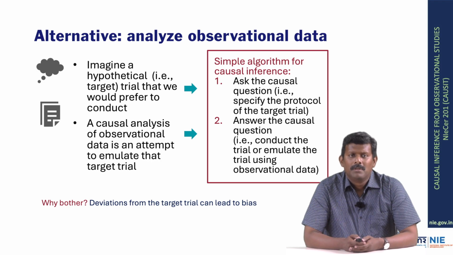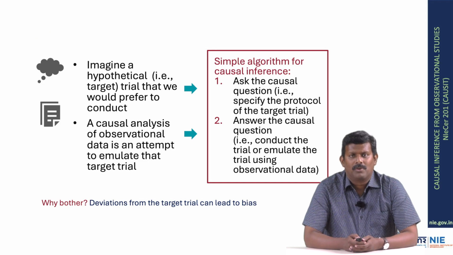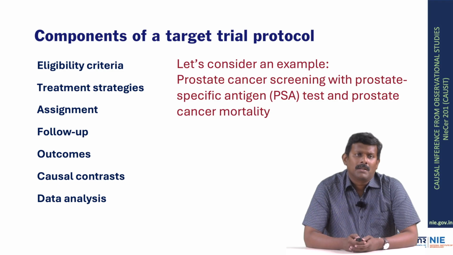In a simple two-step algorithm, we ask the causal question, that is, specify the protocol of the target trial explicitly, and then answer the causal question by conducting the trial or emulating the trial using observational data. Deviations from the target trial can lead to bias. That is why we need to explicitly state the protocol of that proposed target trial and then analyze based on the protocol. Let us look at the components of a target trial protocol.